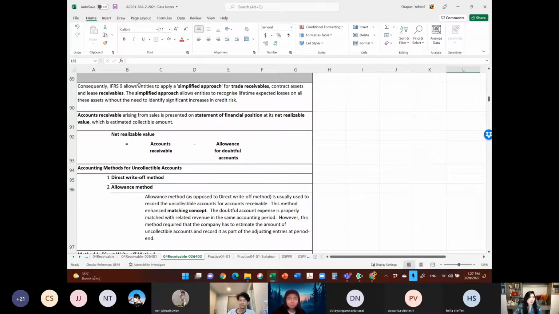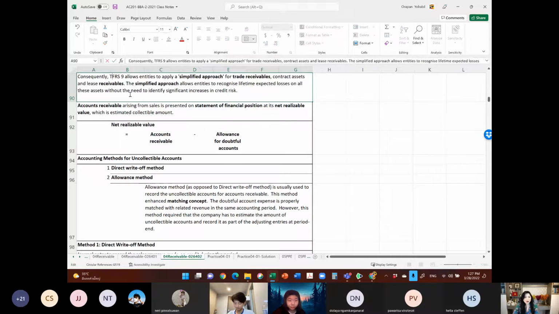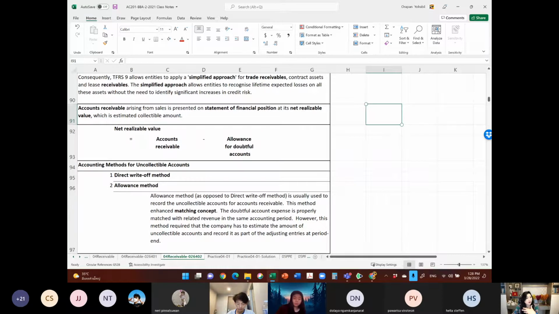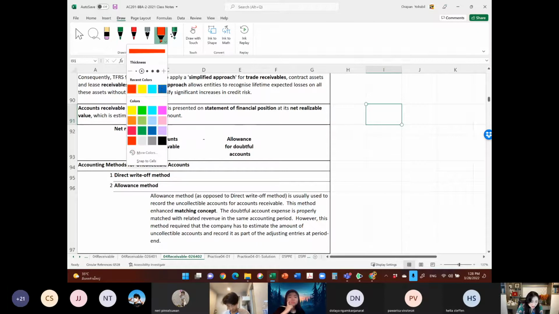All right, so we will move along with the simplified approach for the trade receivable. As I said, TFRS and IFRS are just the same; they are basically direct translations of each other. When you present the accounts receivable on the statement of financial position, you will need to present the amount at its net realizable value. So you may wonder, what is this net realizable value?